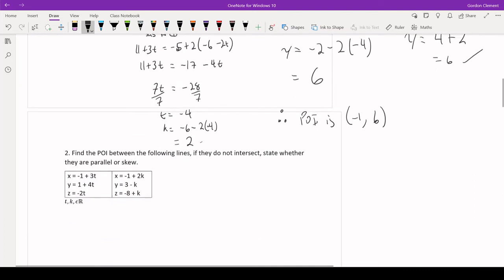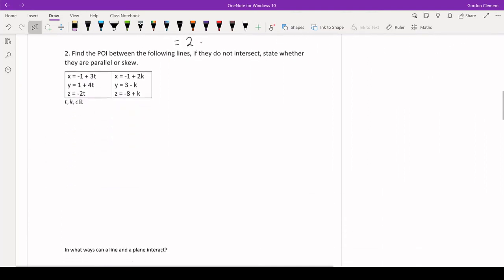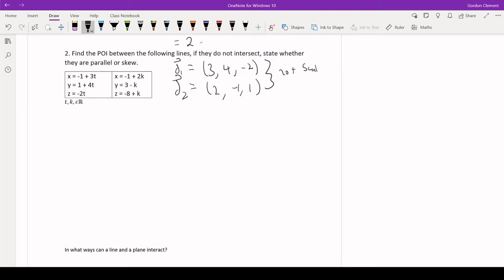Okay. So find the point of intersection between the following lines. If they do not intersect, state whether they are parallel or skew. So the first line has a direction vector. If I'm reading that out, it's the thing with the t's. So that's the first direction vector. The second direction vector is 2, -1, 1. I can eyeball those. These are not scalar multiples, so therefore not parallel or coincident.